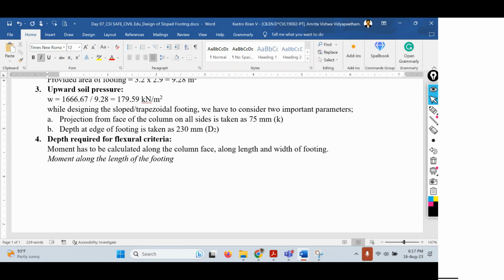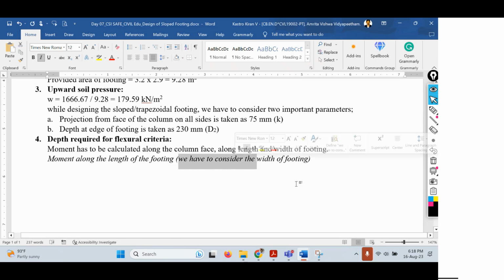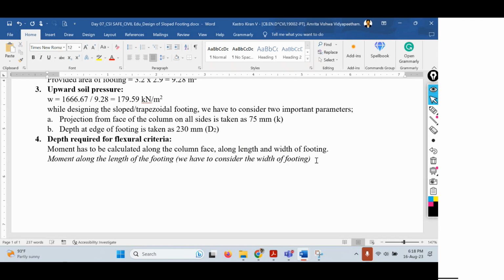When you are calculating the moment along the length of the footing, we have to consider the width of the footing. When you are calculating the moment along the width of the footing, we have to consider the length of the footing. This we know already; we have talked about this one.